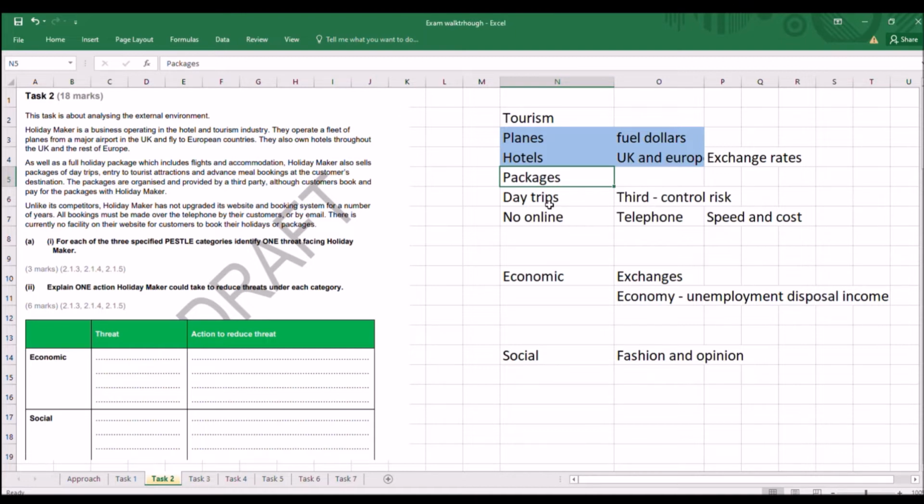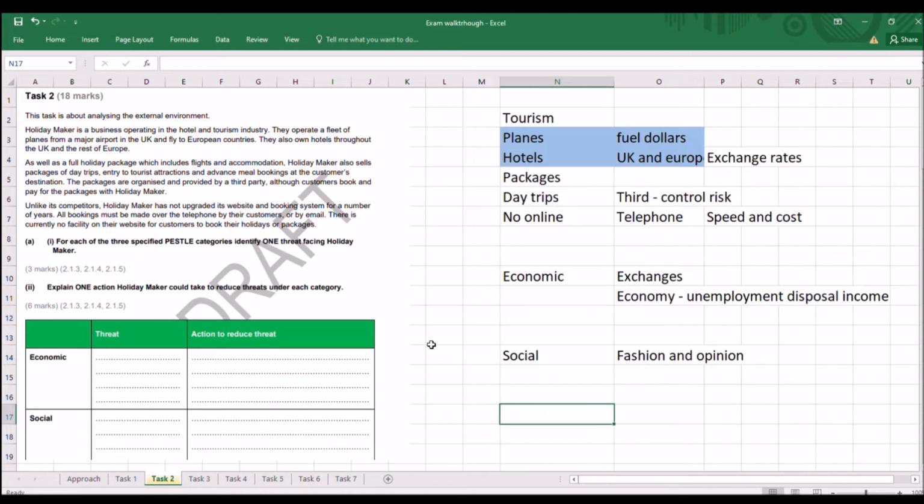The other one in terms of social is that, let's say, one of our day trips is to go and pet baby tigers. Let's say Tiger King's quite popular, on telly anyway, not in real life. But we've got social media, and now we get really bad press because we've got this on our website, going and petting baby tigers. So we might review our day trips and see whether they are ethical, with a social media aspect coming in there. So we've got fashion and opinion.